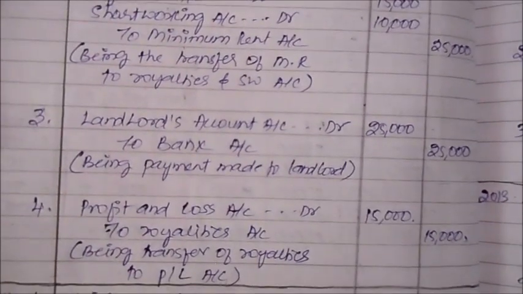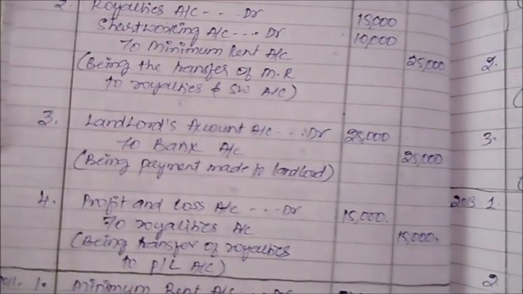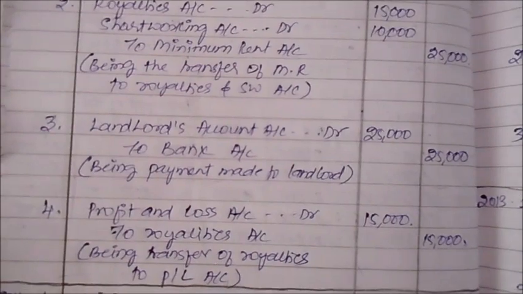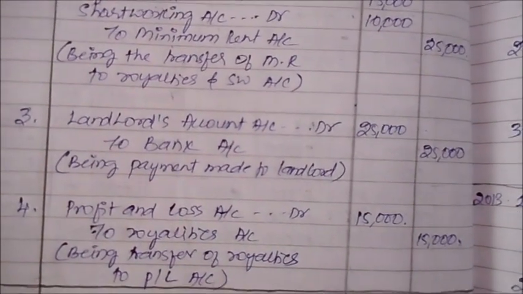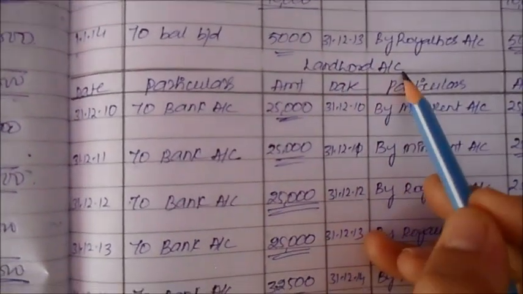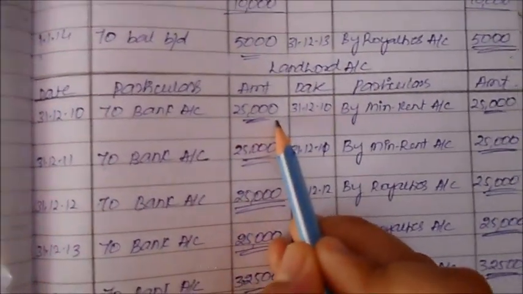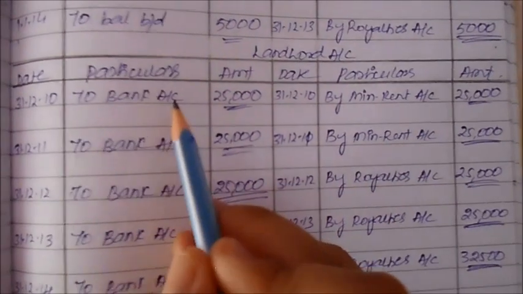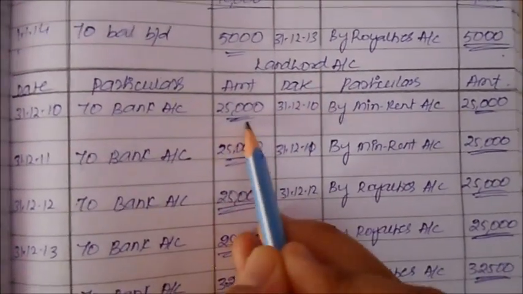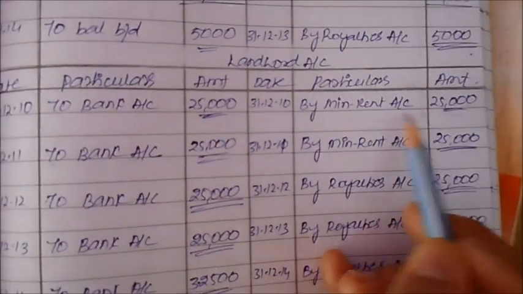Now the third one, what does it say? Landlord account debit to bank. We are maintaining only the landlord account, not the bank account. Landlord account debit to bank by 25,000. So by minimum rent we have paid the landlord through bank 25,000 in the form of minimum rent.